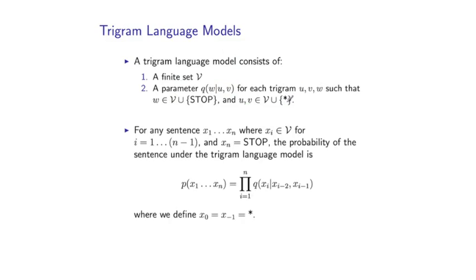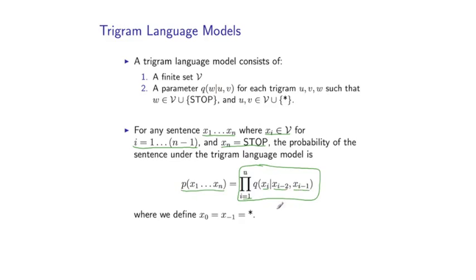And given these definitions, the model defines a distribution as follows. For any sentence x1 through xn, where each xi is in V for i equals 1 to n minus 1, and where xn equals stop, the probability under the trigram language model is defined as a product of terms, for i equals 1 to n. At each point, I have q of xi given x(i-2), x(i-1).